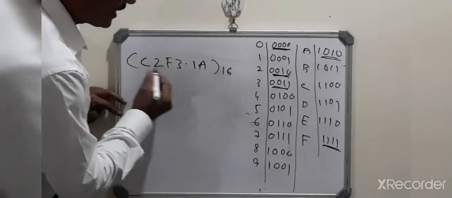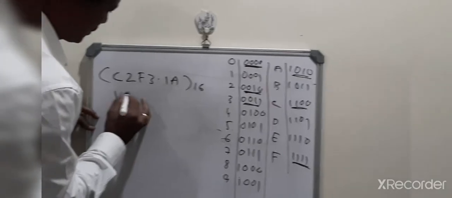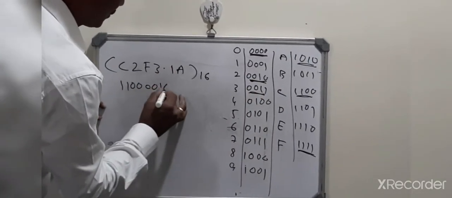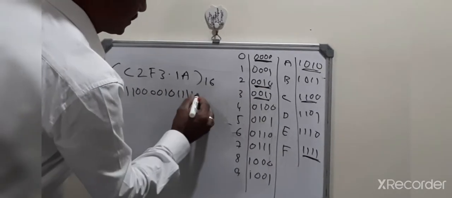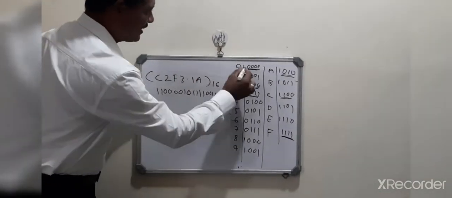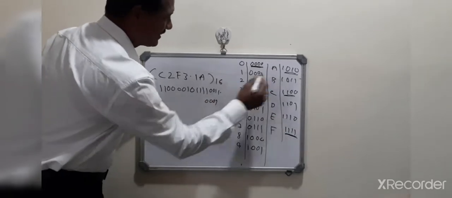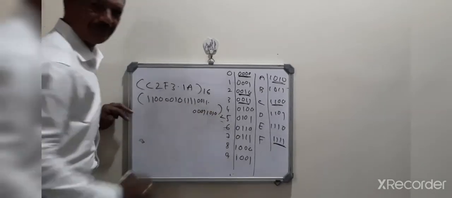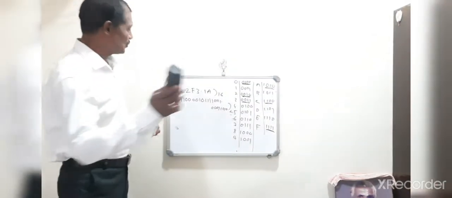Now C, for C what is the equivalent binary number? 1100. For 2, 0010. For F, 1111. For 3, 0011. Point. For 1, there is 0001. For A, there is 1010. Base 2. This is the way to write hexadecimal as binary.